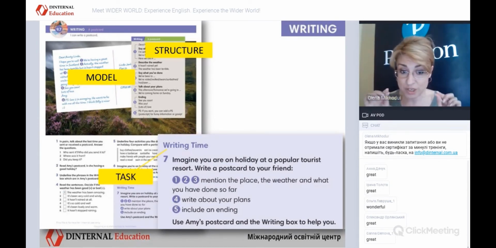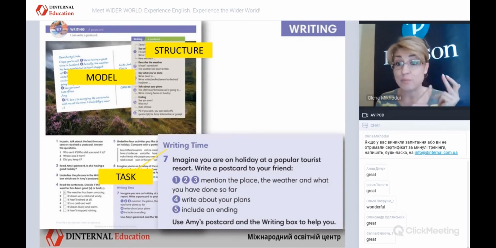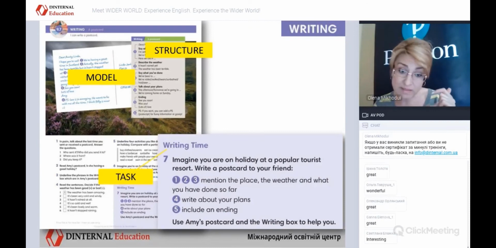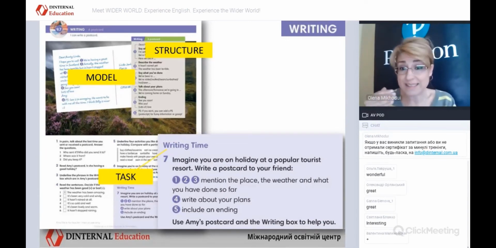So here is a situation. You're on holiday at a popular tourist resort. Write a postcard to your friend, and then we have some bullet points. Write about the place, the weather, what you've done, your plans, and include an ending. So it means they start thinking how to approach a writing task in year 5 and year 6, which is great. Being a teacher, you can easily turn this task into an even more exam-like task.